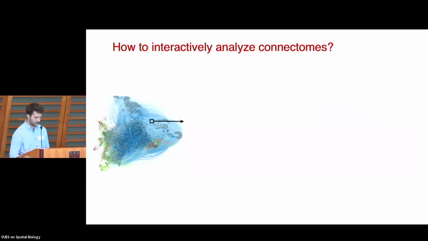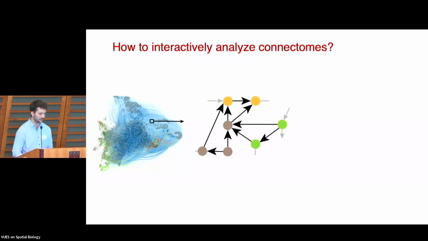And if you zoom in a little bit, you can see the directed graph structure of the connectome. And it turns out that analyzing connectivity motifs is actually a very promising way of looking at these data sets. So a motif would be like a small subgraph.